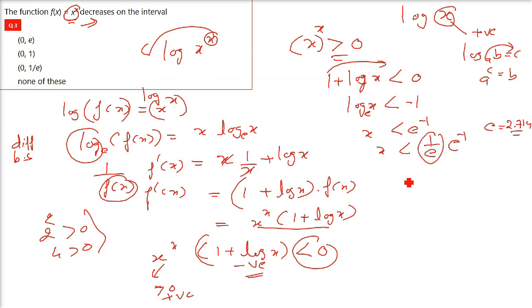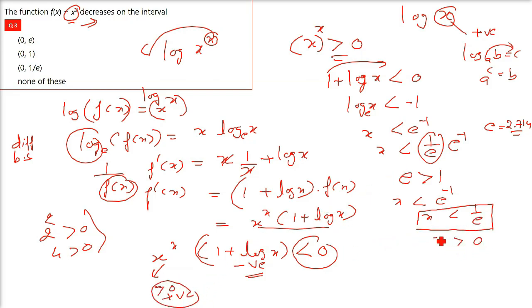If you put e raised minus 1, e is greater than 1, and 2.714 is already greater than 1. So x should be less than e raised minus 1. I told you x is less than 1 by e because e raised minus 1 is 1 by e. Two things we found. x should be less than 1 by e, and the second thing we got from here is x should be greater than 0. I hope you got the idea.